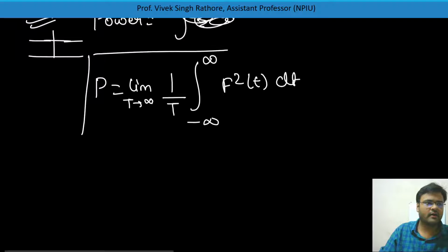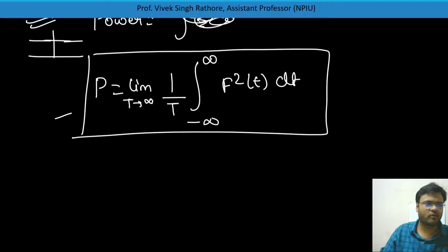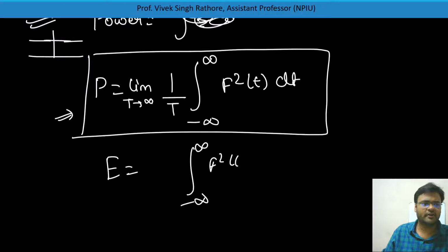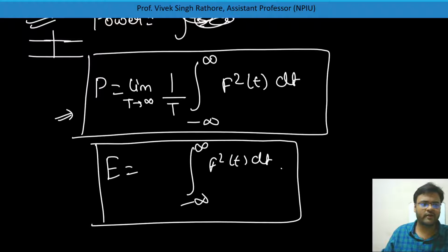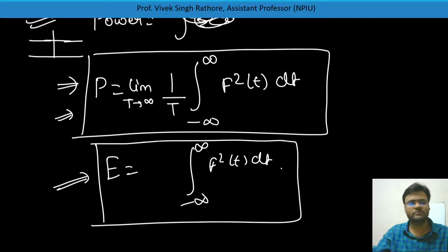So this formula is the second formula. The first formula is only E equal to the integral from minus infinity to infinity of f squared(t) dt. This formula you already know, and you need to calculate it first. If it is coming finite, then good. Otherwise, if it is coming infinite, then you need to go for this formula, for checking whether it is a power signal or not.